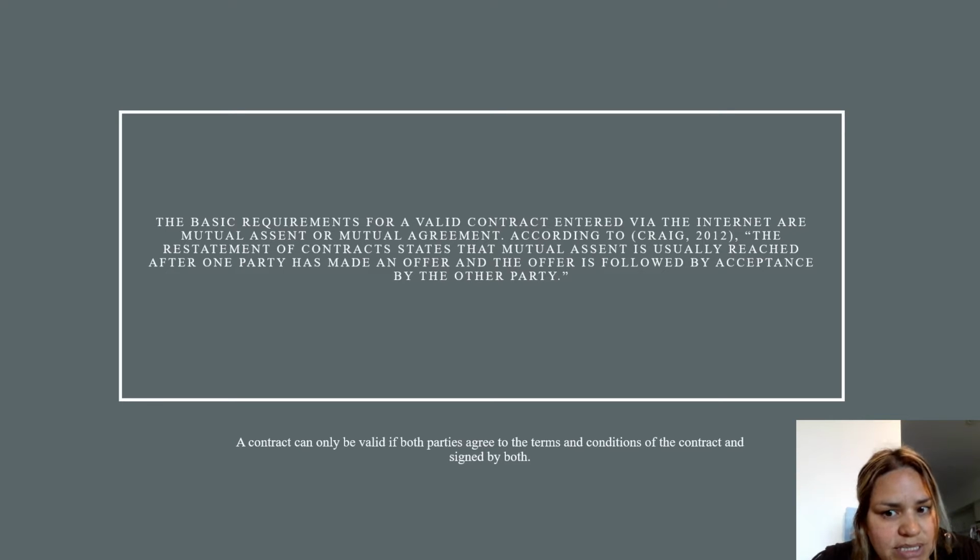According to Craig, 2012, the Restatement of Contracts states that mutual assent is usually reached after one party has made an offer and the offer is followed by acceptance by the other party. So a contract can only be valid if both parties agree to the terms and conditions of the contract and it is signed by both.